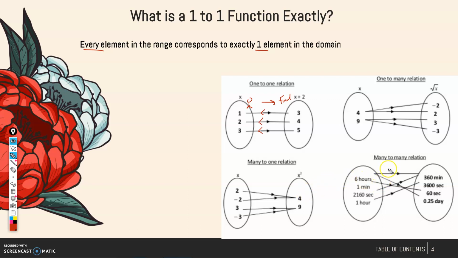Or we have the many to many, so that is not one to one. For instance, 6 hours could be mapped to 360 minutes, or it could be mapped to 0.25 days. 1 minute could be mapped to 60 seconds, and all of these can map to and from each other. It's a whole mess, and that's not one to one.